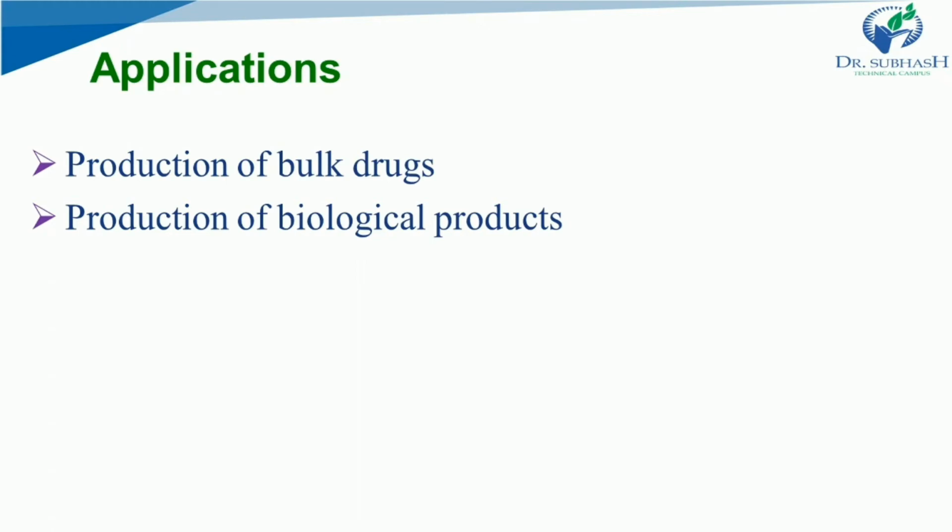Centrifugation is employed for separating the blood cells from the blood, right? So this is, as you can see, production of biological products, mainly in separating the blood cells from the blood, right? So it holds a very big importance in this industry.